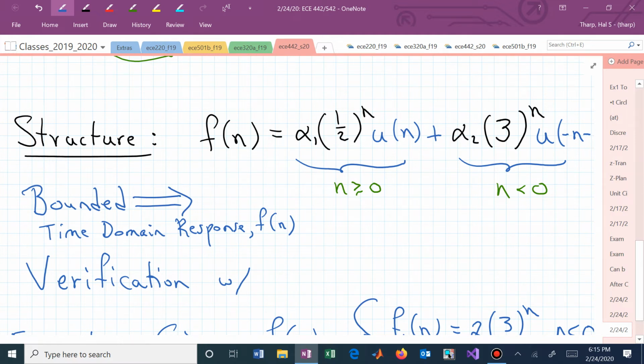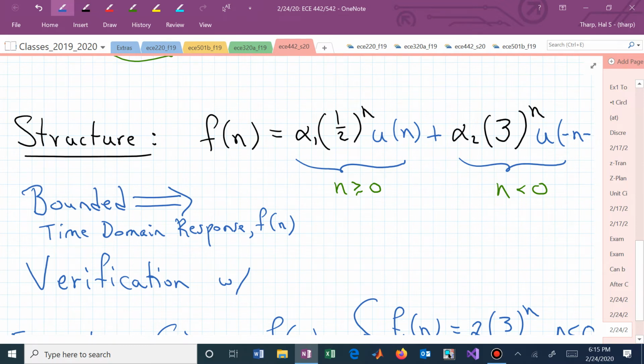That's kind of a given in this case because it's not going off to infinity. We have a bounded region of convergence, but it could be that the response associated with a bounded region of convergence could be an unbounded time domain response.